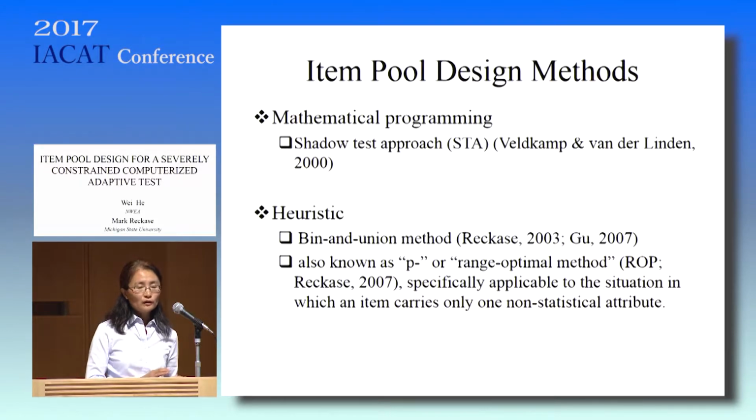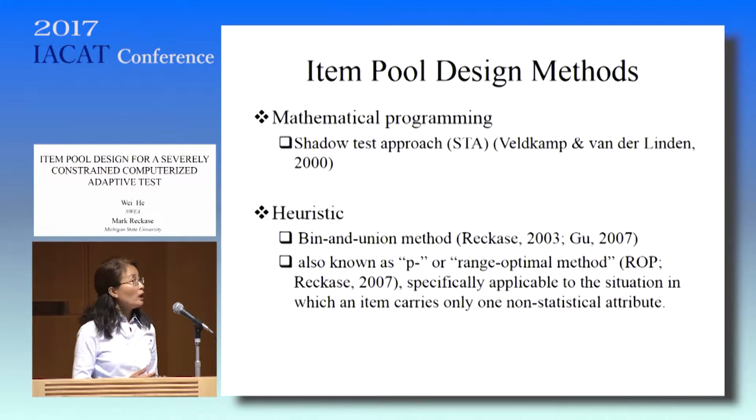So far, there are two lines of approaches that have been developed to design item pools. The first is a mathematical approach represented by the well-known shadow test approach, short as STA. The other approach is more heuristic, represented by the Bin and Union method. This approach, also known as the P or R optimal method, is specifically more applicable to the situation in which an item carries only one statistical attribute.